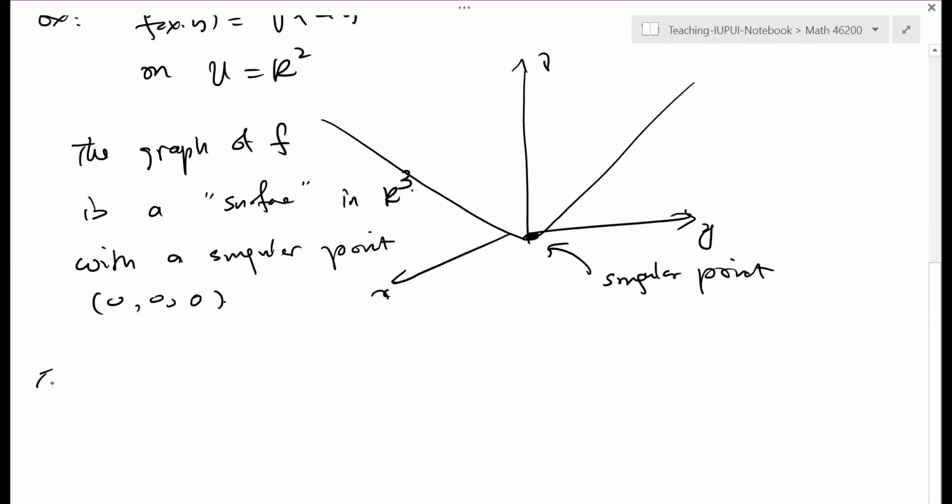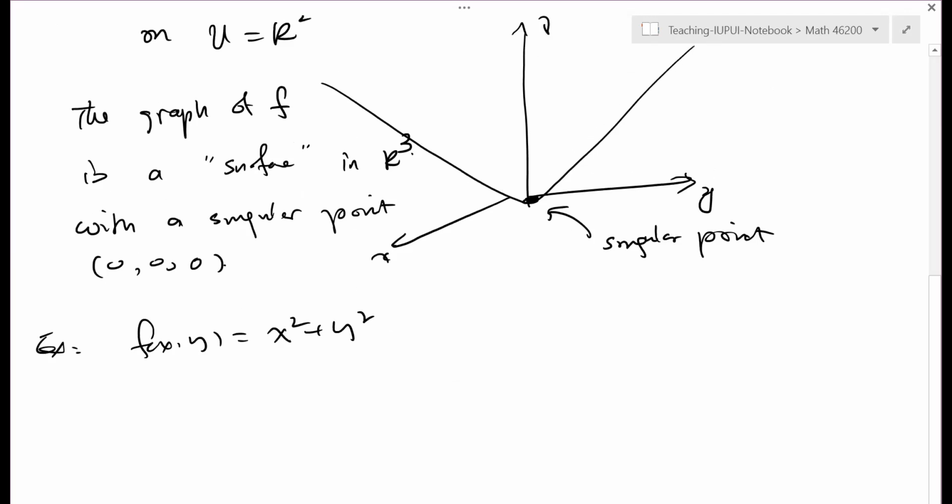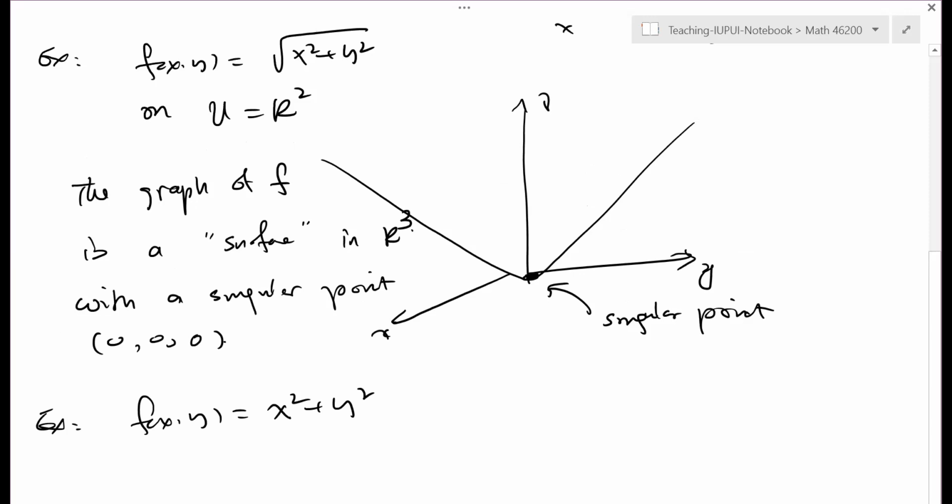Then let's look at another example. If I have this function, then it is smooth everywhere. It's not like the above function, the square root of x squared plus y squared, which is not differentiable at the origin. That's why the graph is singular in some sense. So f is not differentiable at 0, 0.